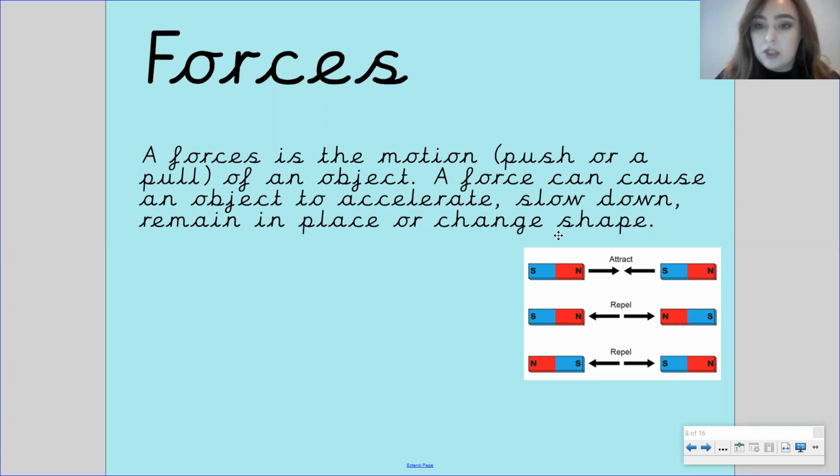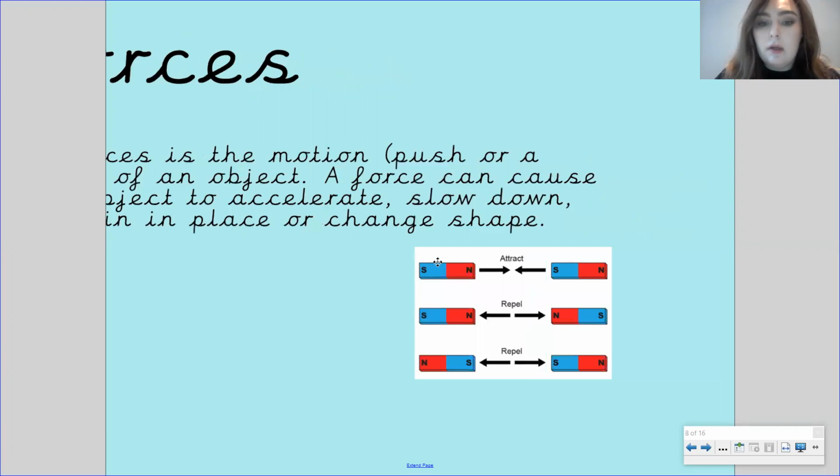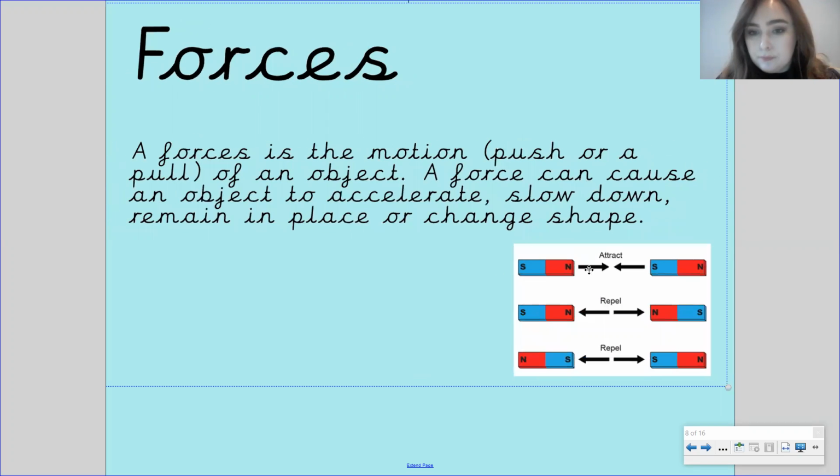So if you have a look here, we've got your magnet, and a north and a south pole attract one another. A north and a north pole repel one another, so they push each other away, and a south pole also repel one another, so they push each other away.